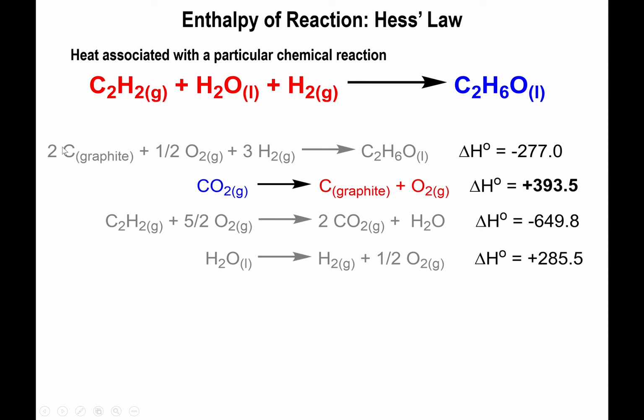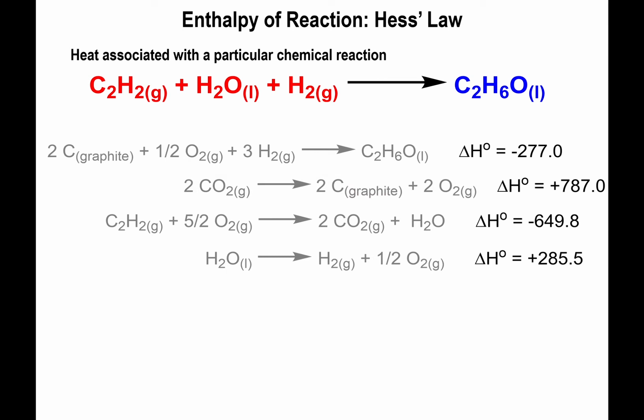And because we have two equivalents of C graphite on top, we're going to have to multiply this entire equation by 2, such that when you apply the 2 to all the equations, the C graphites cancel out. And in addition, when you multiply the whole equation by 2, you also multiply the value of delta H by 2. Alright, so that will cancel out the C graphites.